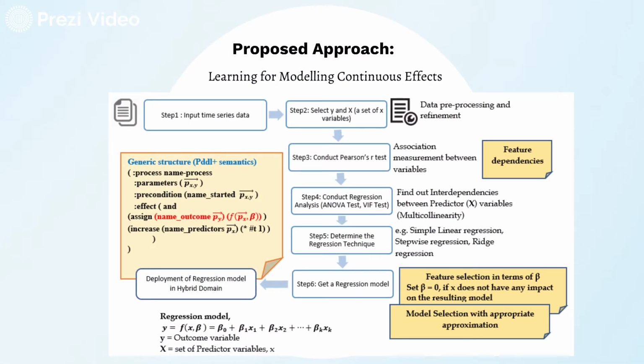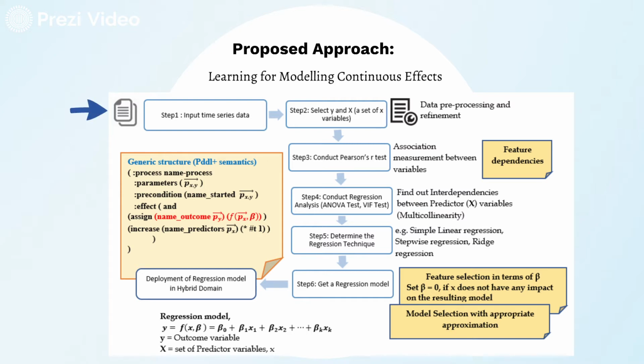Our proposed approach is the learning of process knowledge for modeling continuous effects. To effectively model the process or the continuous changes, we emphasize applying statistical modeling using regression analysis. A regression model is used to infer the relationship between two or more variables. It estimates the outcome variable based on the predictor features. Steps of our proposed approach are shown here.